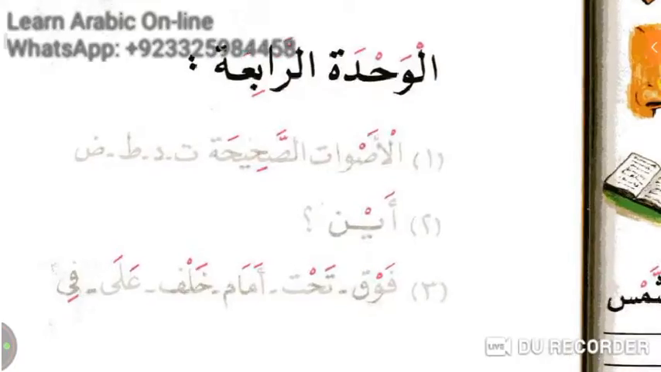In this unit, we will learn about al-aswat usayya, consonant voices. We will study four alphabets: ta, dal, toa, doad. Then you will learn about aina. Aina means where. Where.